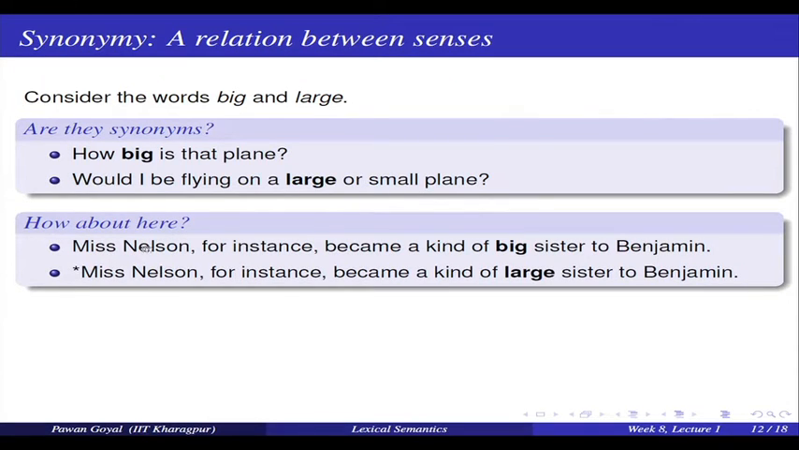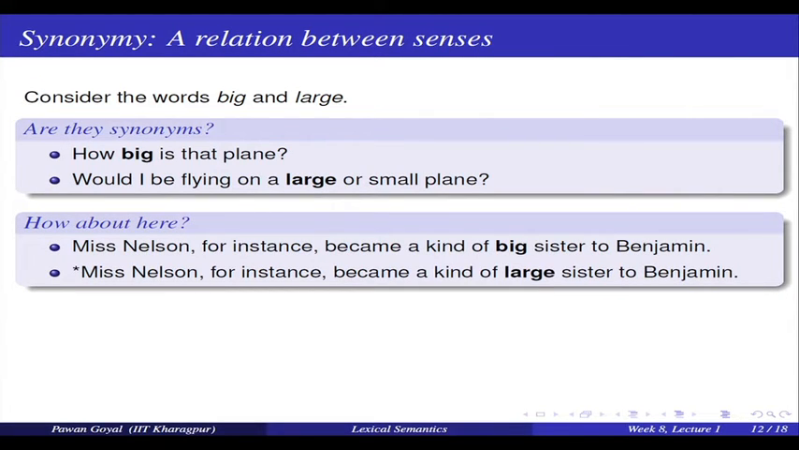But can I always replace big with large or large with big in all contexts? Let's see this example. Suppose I have this sentence: Miss Nelson, for instance, became a kind of big sister to Benjamin. Suppose I replace big by large here, and the sentence comes out as: Miss Nelson, for instance, became a kind of large sister to Benjamin. And immediately you can see that this usage of the word large starts looking weird. So that means you cannot substitute large for big here.